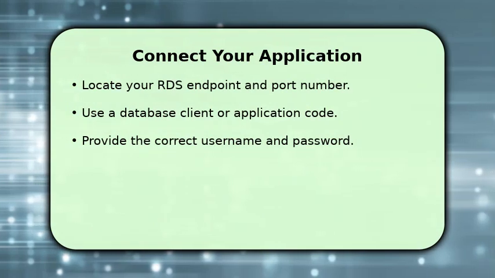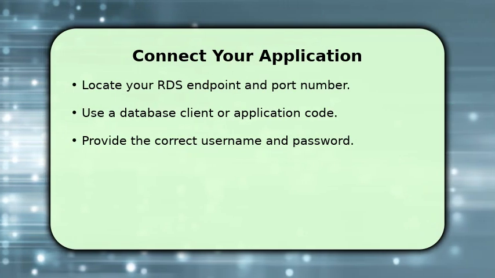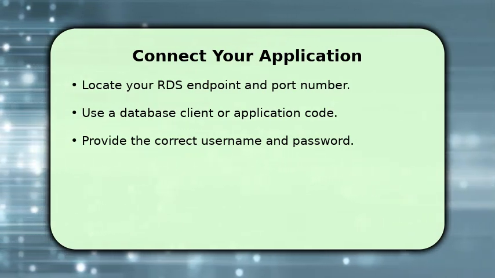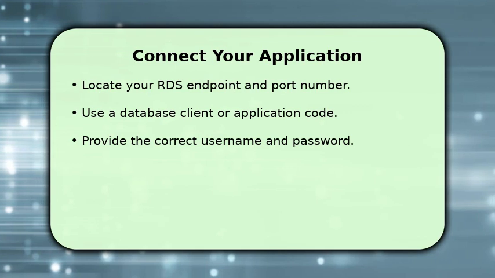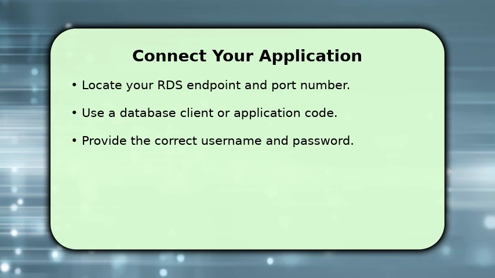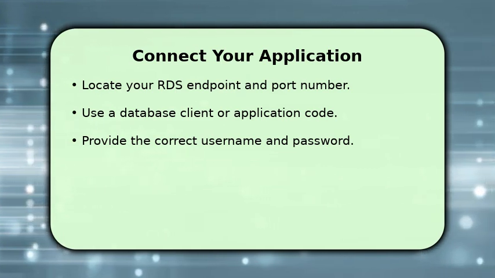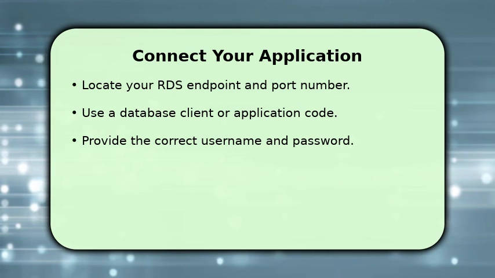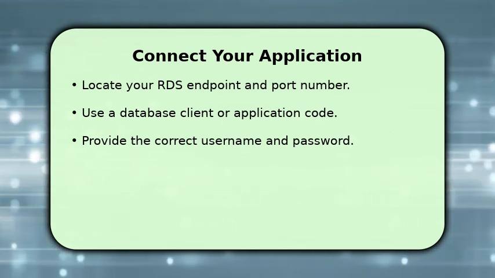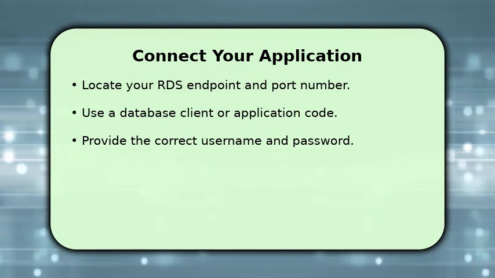Now, let's connect your application. Find your RDS instance endpoint and port number in the AWS console. Use this information, along with your database username and password, in your application's connection string or a database client like DBeaver. Ensure your application's code correctly references these details for a successful and secure connection to your database.